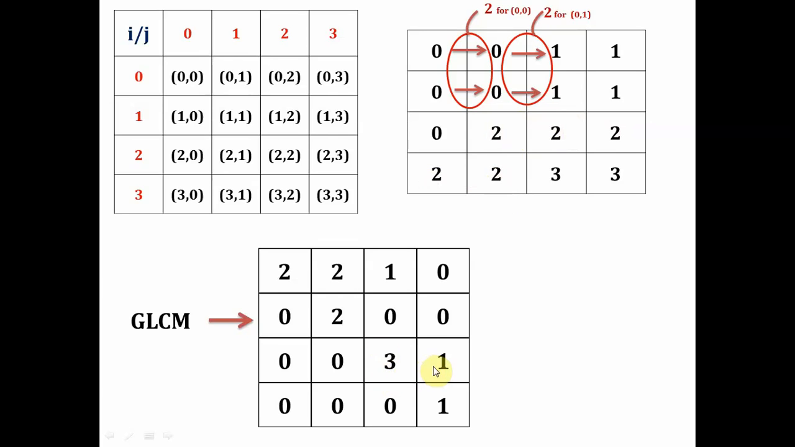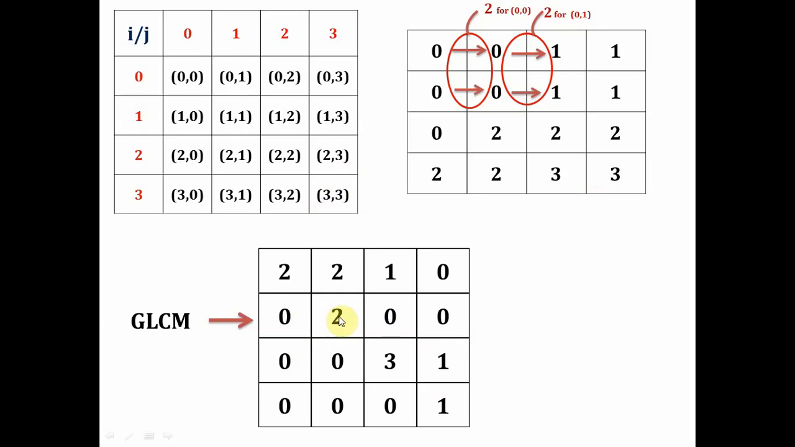So you have three combinations, and then 2 3, 2 3 2 3. Yes, you have only a single combination of 2 3 in 0 degree. And then lastly you have the 3 3 combination, that is a single combination, and you will be able to get the gray level co-occurrence matrix.